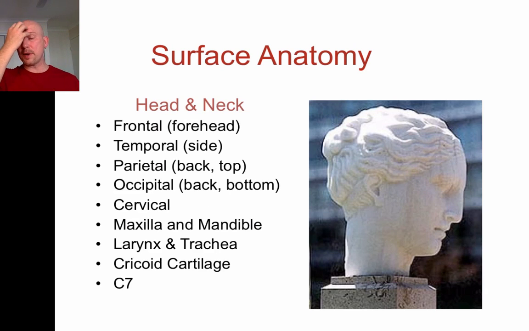The head and neck, we talk about the frontal is the forehead, temporal is the side, parietal is the back top, occipital is the back bottom, cervical we've talked about. The maxilla, actually the maxillae, there's two maxilla bones which connect, and there's two mandible bones which connect. So we've got those bones as well. Down the front of our throats, we've got our larynx, which is sort of the Adam's apple thing. And below the larynx is the trachea. It's a lot easier to feel on a guy who's got a big trachea. But you can feel down, there's the big prominence of the trachea.